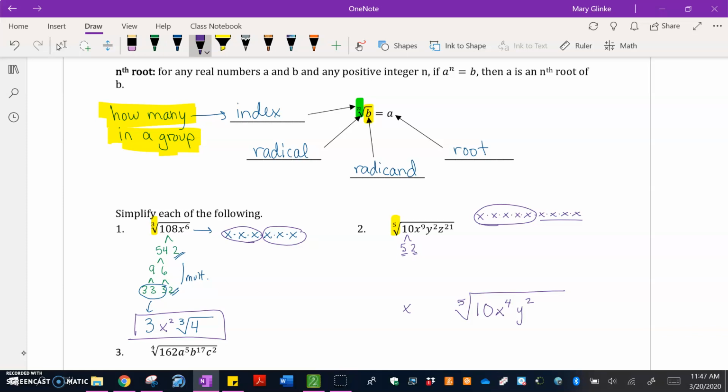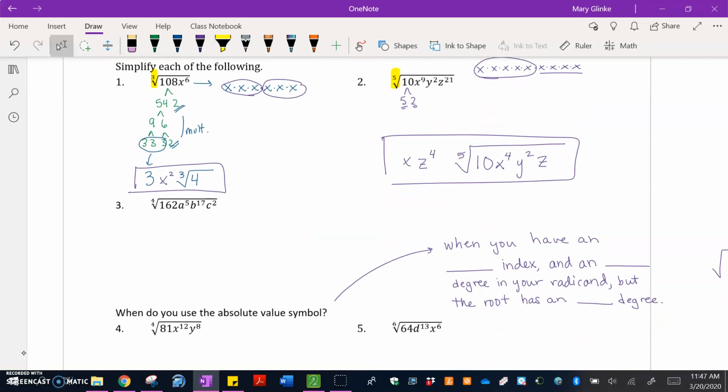For my z's, I have 21 z's. I'm looking for groups of 5. So all in all, I have 4 groups. You can do this by dividing these numbers if you'd like to. So 21 divided by 5 is going to be 4.2, which means there's 4 whole groups, and then there's some left over. So if we're taking out 4 groups of z's, that means all in all, I have taken out 20 z's. I only have 1 left behind, which means it's going to be z to the 1st power left behind. So this would be our simplified answer for number 2.